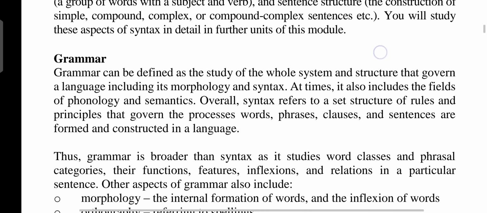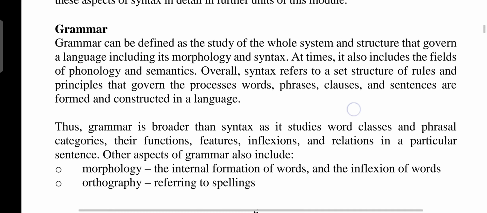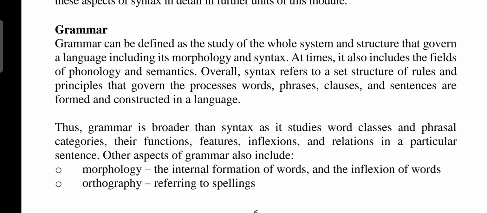So now we are going to discuss grammar. Grammar can be defined as the study of the whole system and structures that govern a language, including its morphology and syntax. The two important words, it is based on morphology and syntax at the same time. At the same time, it also includes the fields of phonology and semantics. Morphology and syntax, phonology and semantics are all under the umbrella of grammar.